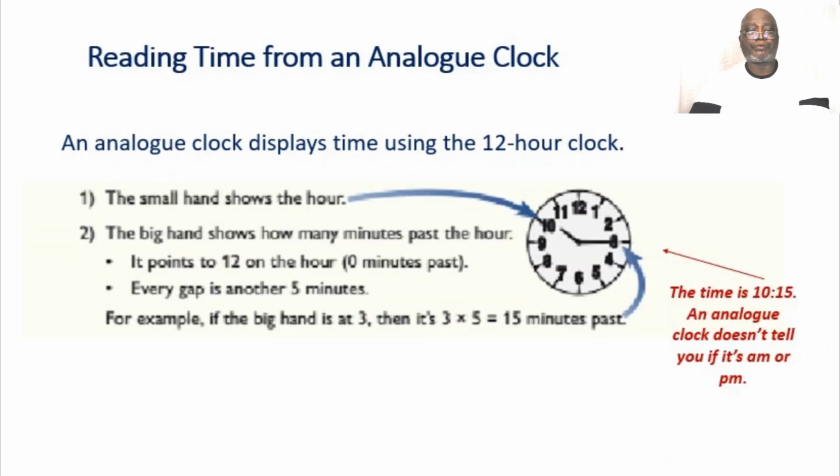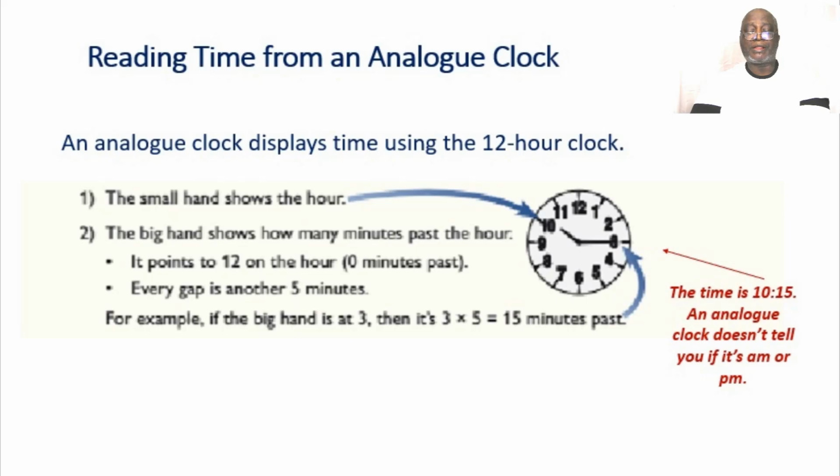An analog clock displays time using the 12-hour clock. Let's see how we can read it. The small hand shows the hour, which is 10, and the big, or what we call the long hand, shows how many minutes past the hour. It points to 12 on the hour and 0 minutes past the hour. Every gap is another 5 minutes.